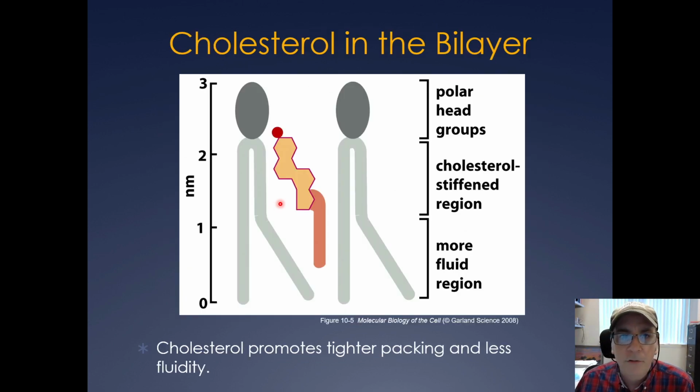Because here's how cholesterol actually fits in the bilayer. You have your polar head group along with the polar head groups of your phospholipids. And then the cholesterol actually will stiffen this region here, and then you have a more fluid region, especially if you have an unsaturated hydrocarbon tail that comes off.